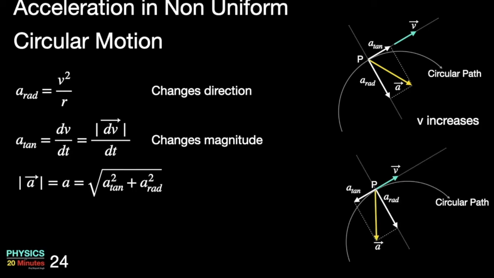Let's take another example in which the velocity is decreasing. In this case, since the velocity is decreasing, the tangential component of acceleration must be pointing opposite to the direction of velocity. So a tan points in this direction, and therefore the total acceleration is the vector sum of a tan and a rad, which is pointing in this direction.